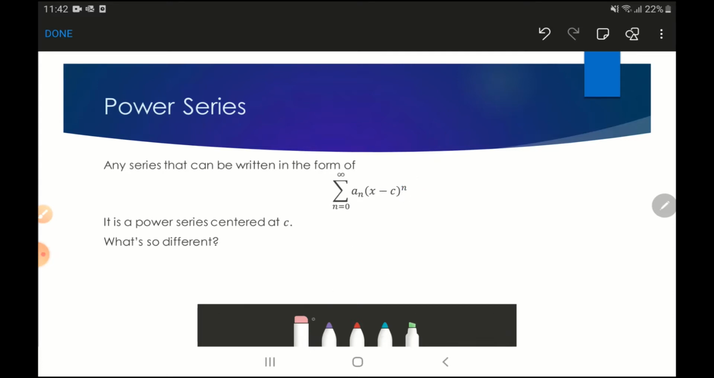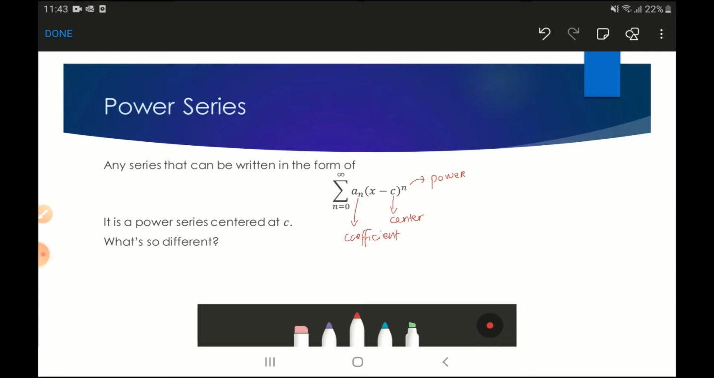So this series is called a power series centered at c. I'm going to discuss what it means by center later, but just for you to know, this is the center of the series, and this is the power, and here you have our coefficient of the term.